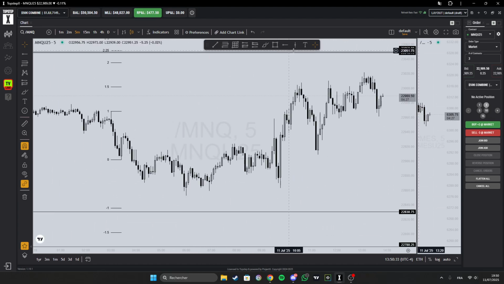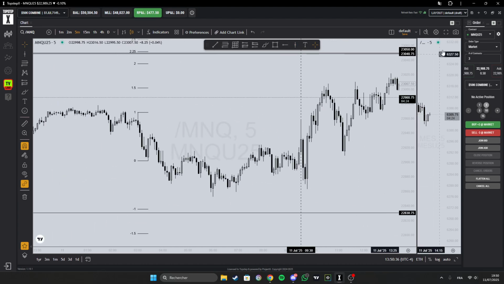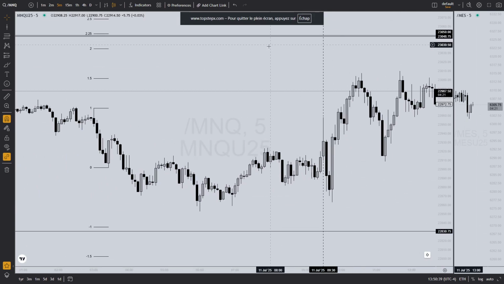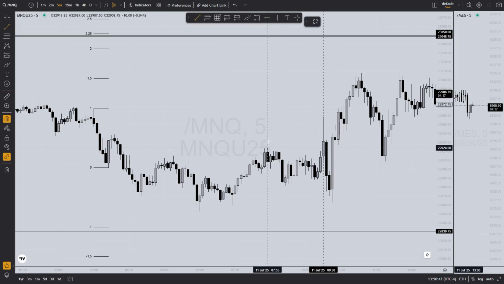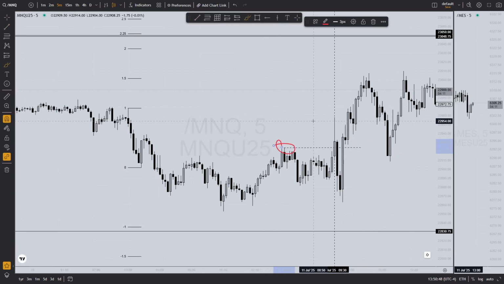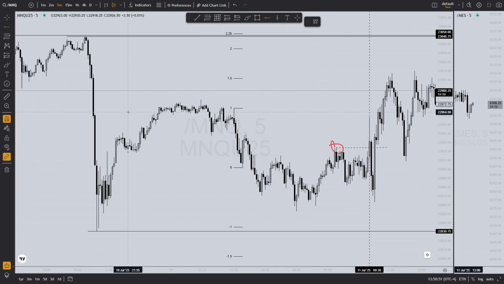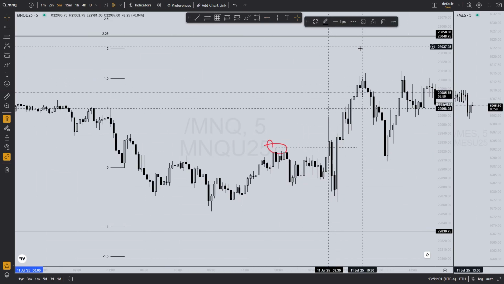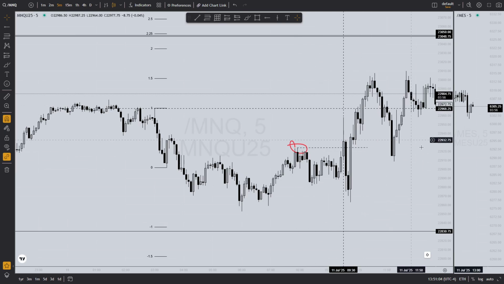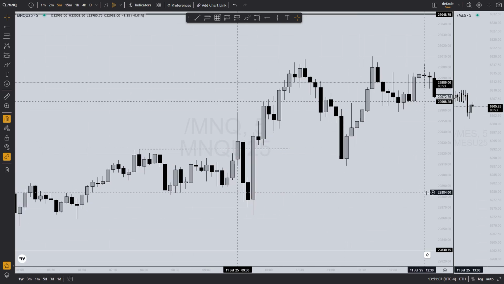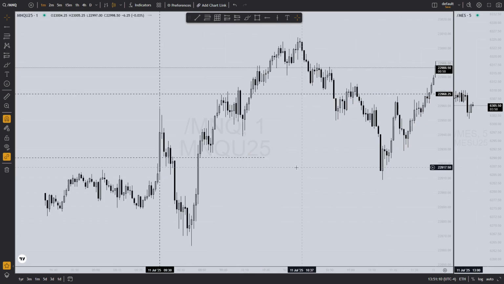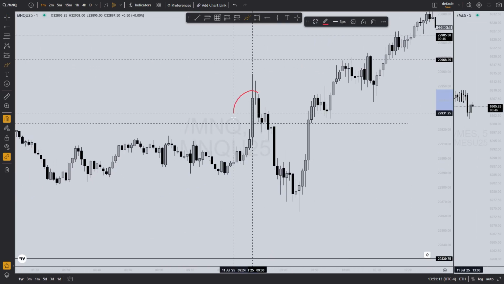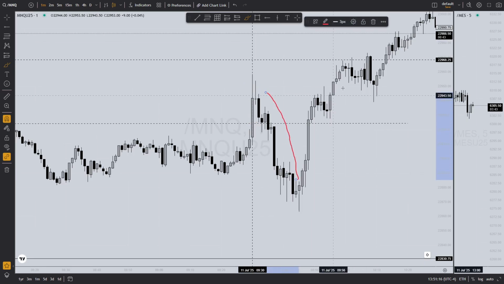However, the markets open here, so we took this draw on liquidity. As you can see, we took this, and did we go to midnight open? I don't think so. No, we didn't. Okay, so that's the New York Stock Exchange open at midnight. So the market opens, it rallies up, took the liquidity with this candle, and then it goes to the downside.